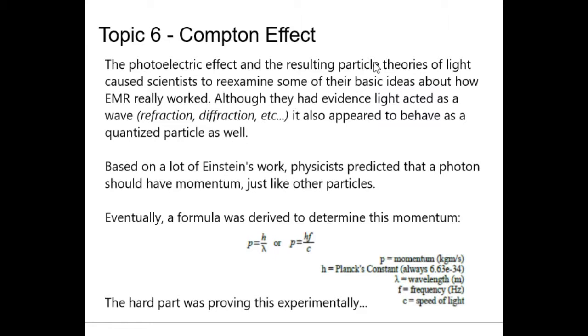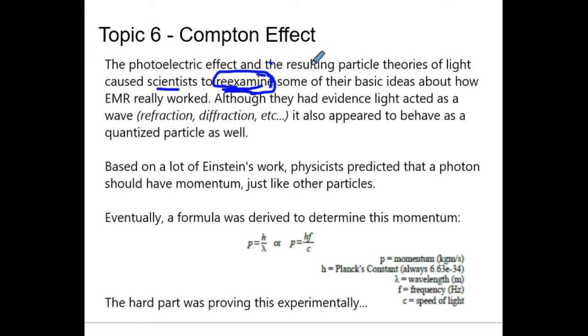5 years later, Albert Einstein coins the term photon, and basically he suggests that maybe light, which as we know is a form of energy, comes in particles, photons again. And that's kind of where we're going to pick up our history lesson here: scientists were re-examining some of their ideas about how EMR really worked.